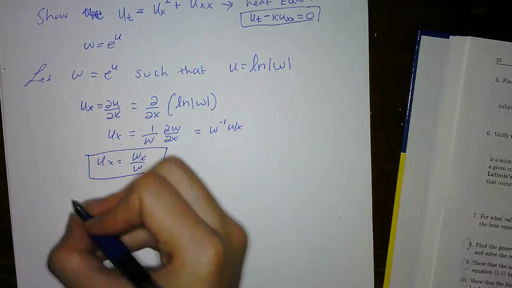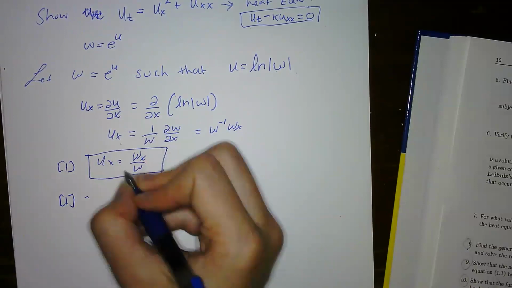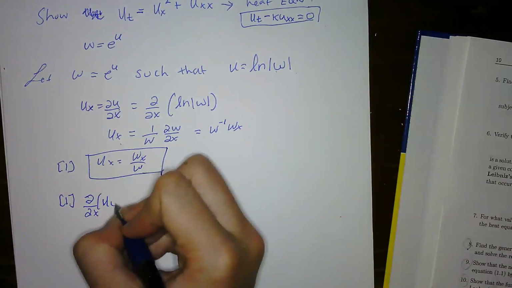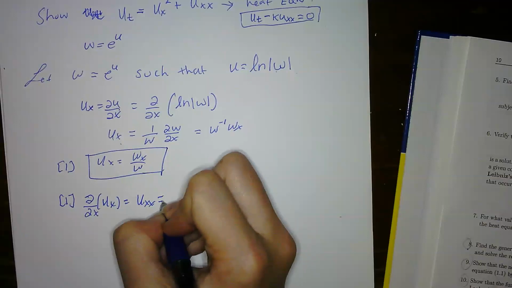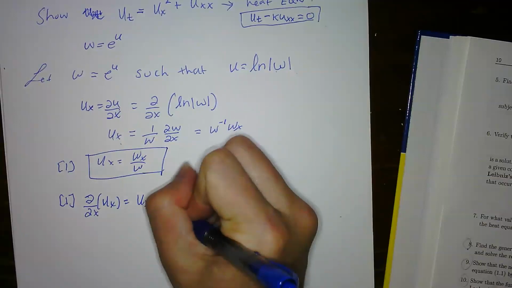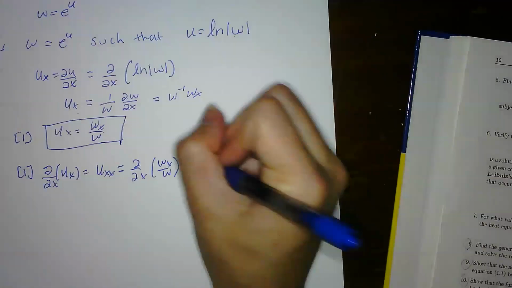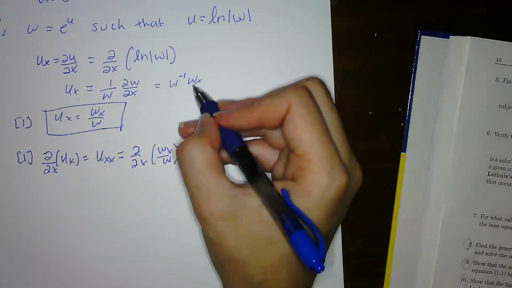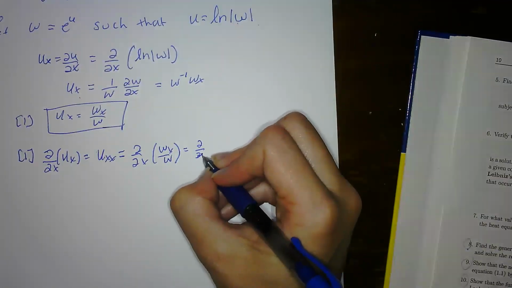Well, we need to find the second partial of u sub x. So now we need to take a derivative of this guy. So partial of partial x of u sub x gives us u sub xx, which is then just partial of partial x of w sub x over w. And I'm going to go back to that same form I had earlier, which is w to the minus 1 times w sub x for convenience.